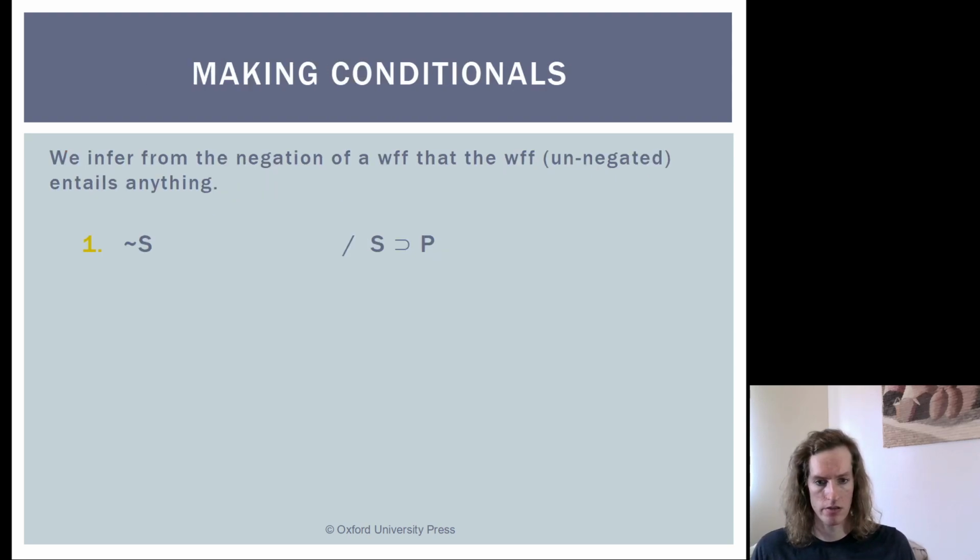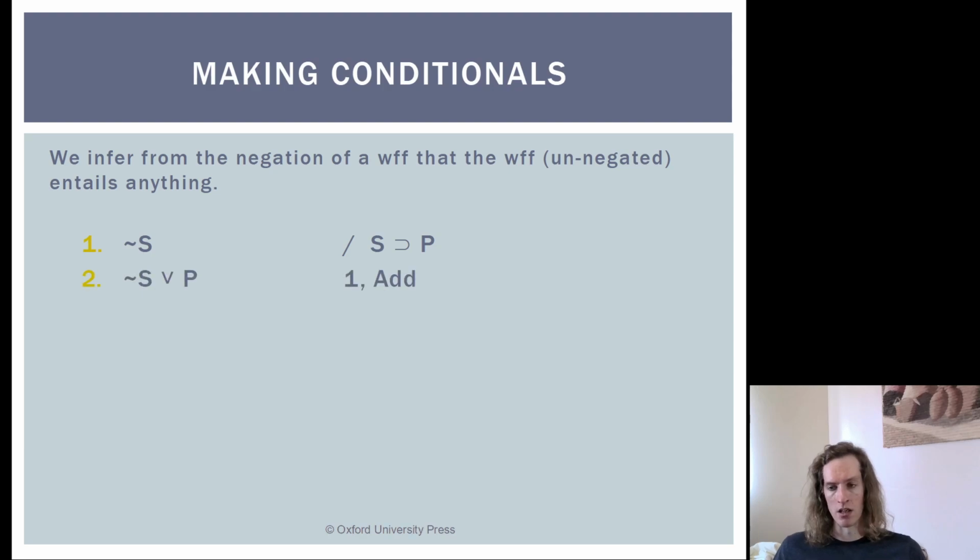All right. So first, making a conditional. We can infer from the negation of a well-formed formula that the well-formed formula unnegated entails anything. So if we start with not s, we can get to if s then p, and we can do this by using addition to add or p to the not s.